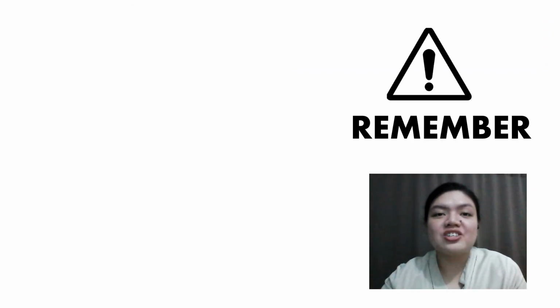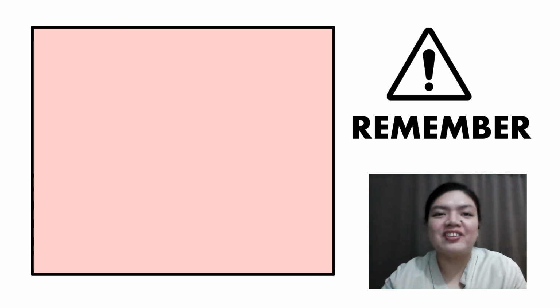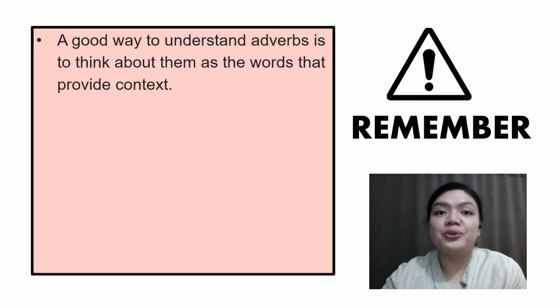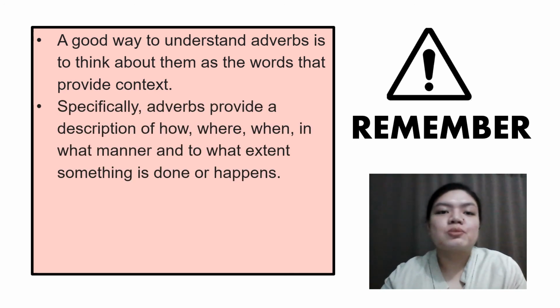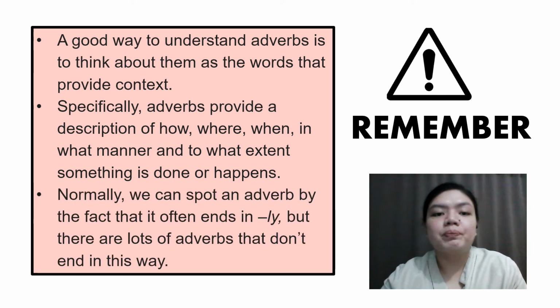As we end our lesson, always remember the following things. First, a good way to understand adverbs is to think of them as the words that provide context. Second, specifically, adverbs provide a description of how, where, when, in what manner, and to what extent something is done or happens. And finally, normally we can spot an adverb by the fact that it often ends in ly, but there are lots of adverbs that don't end in that way.